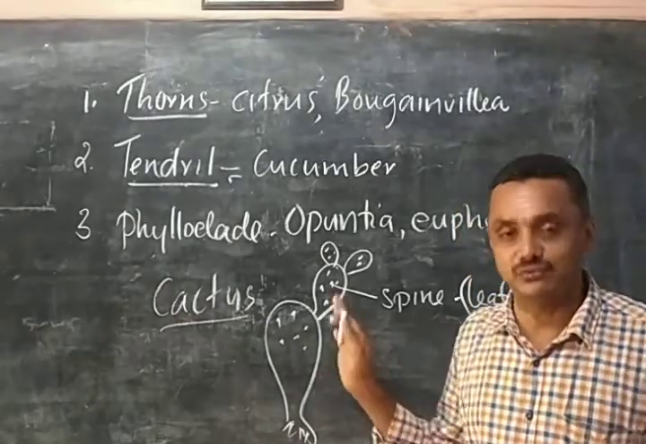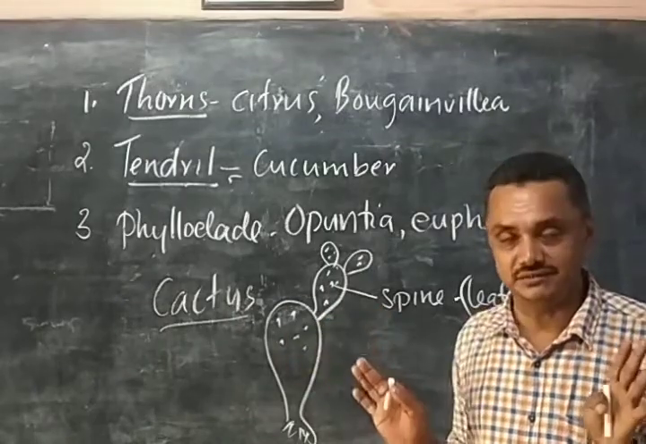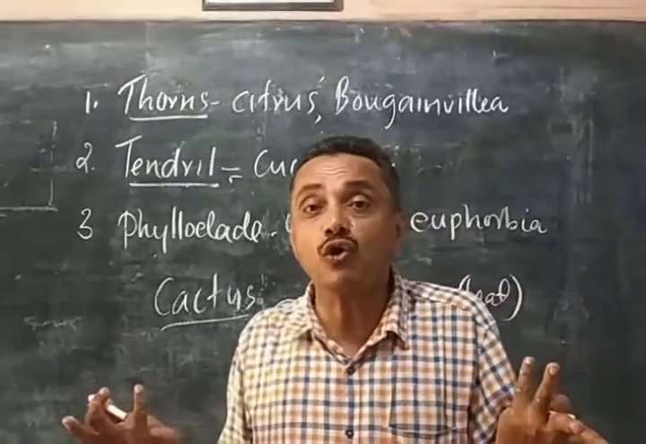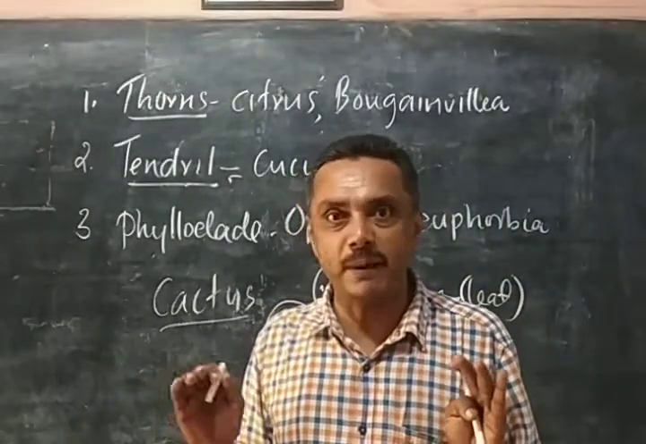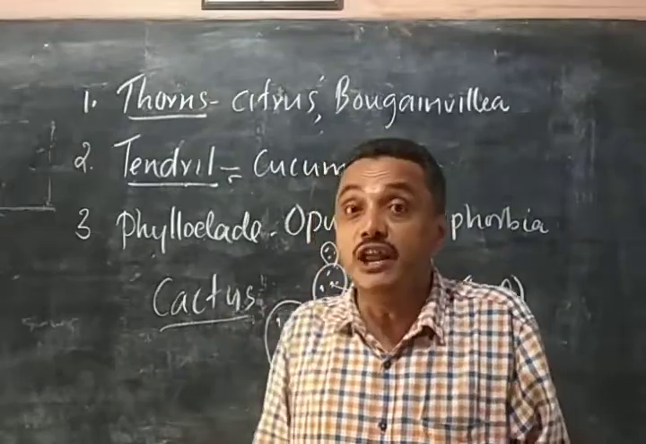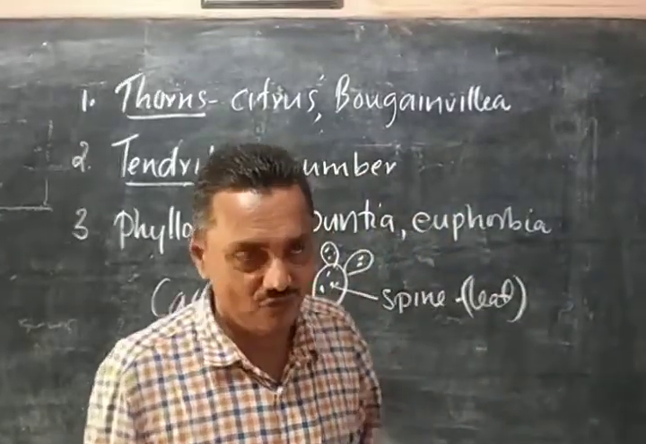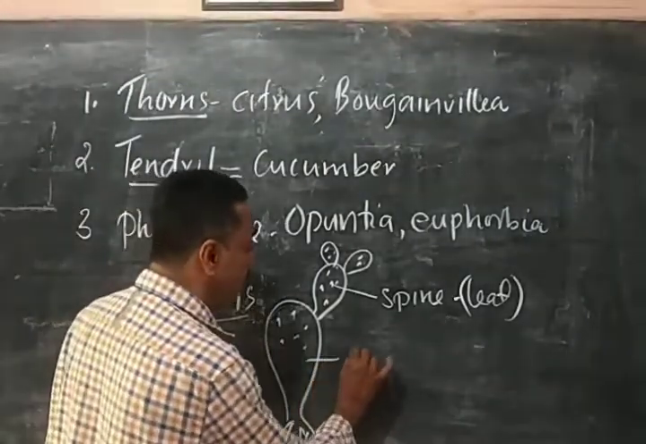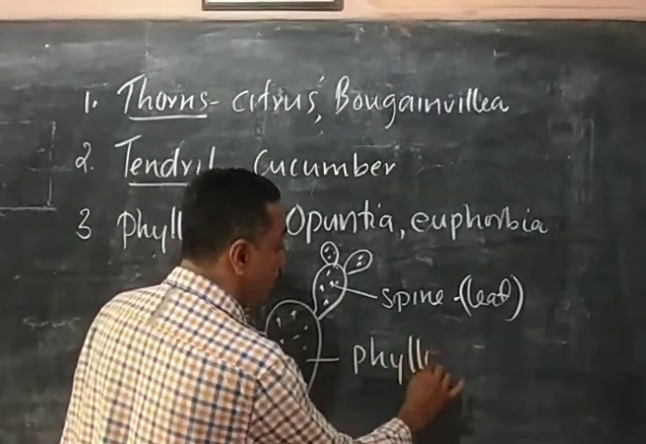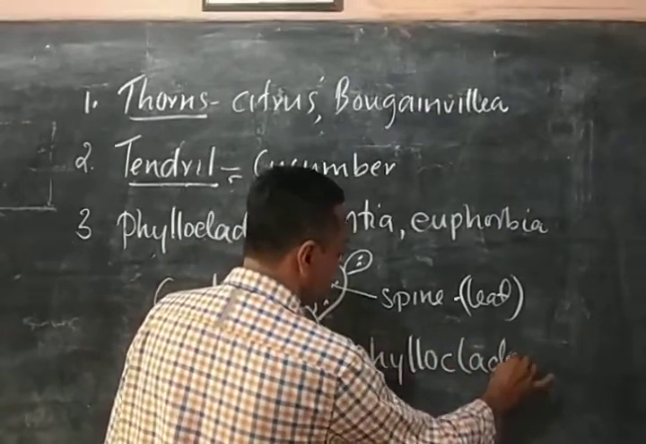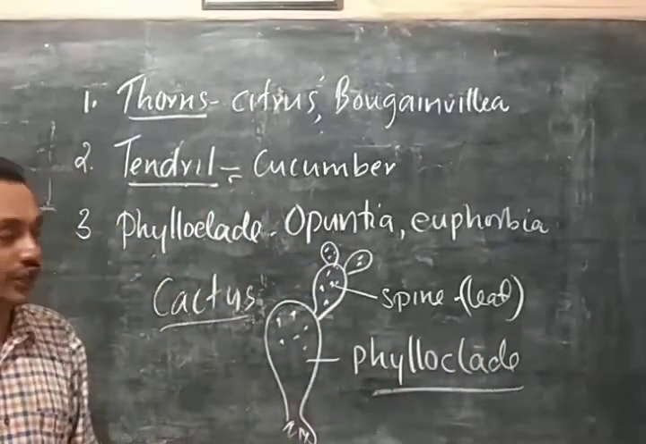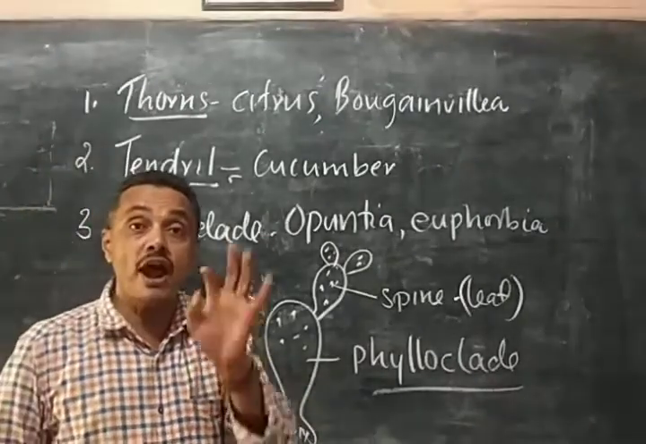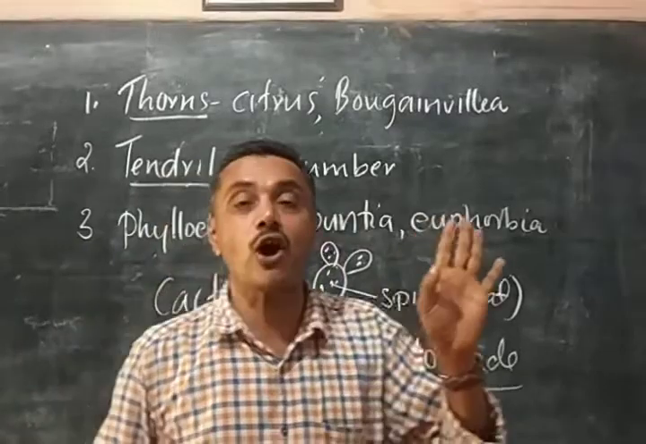So there is no leaf. Leaves are absent. Who will do photosynthesis? If there is no leaf, there is no photosynthesis. Usually food is prepared by leaves. So if there is no leaf, who will do photosynthesis? What happens is that the stem is modified into a thick, green structure called phylloclade.